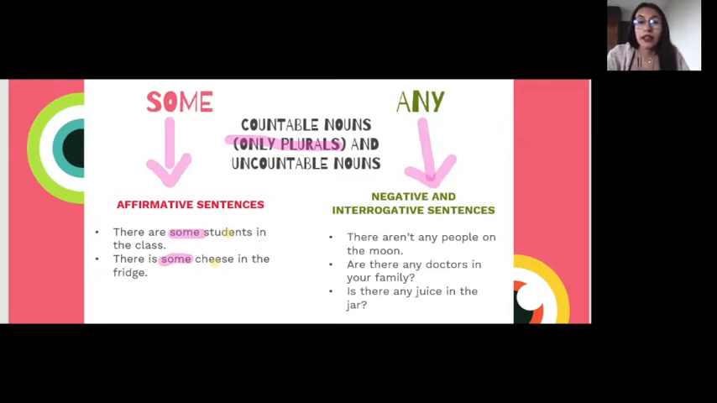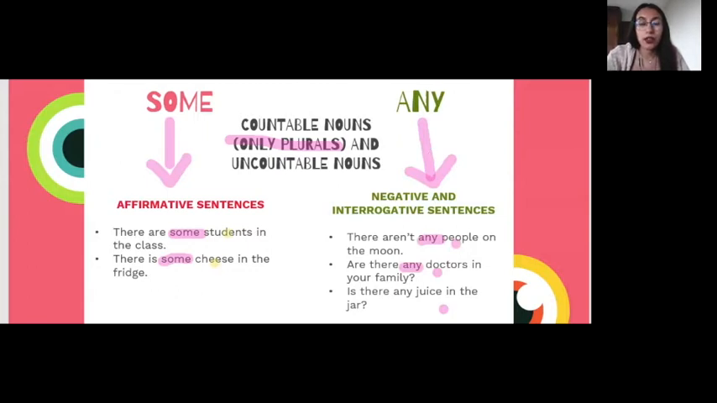Okay, now we have here negative and interrogative sentences. There aren't any people in the moon. No hay algunas personas en la luna. ¿Sí? Are there any doctors in your family? ¿Hay algunos doctores o algún doctor en tu familia? This is a question. This is a negative sentence, and this is a question. Okay. Here we have another question. Is there any juice in the jar? ¿Hay algo de jugo en la jarra?